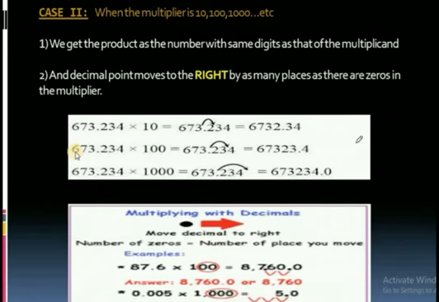When you multiply a number with either 10, 100, 1000, 10,000, 1 lakh, 10 lakh and so on, in that case you only have to shift the decimal point given in your question. No need to change the digits, because whenever you multiply with such numbers, you will always get the same digits in the answer. The only difference would be the place of the decimal point.